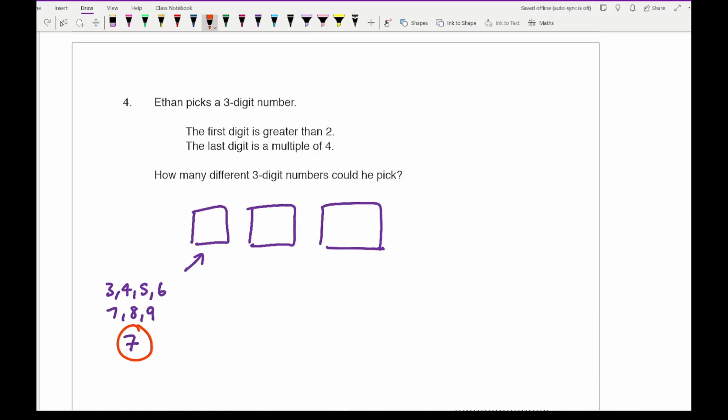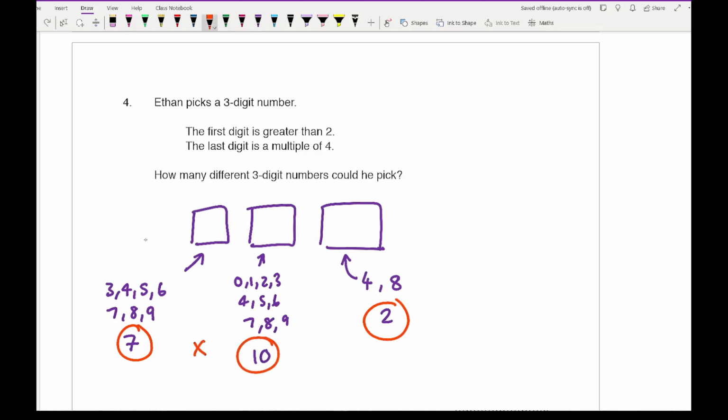Then it says the last digit is a multiple of 4. So which numbers are a multiple of 4 that are single digit? Well, that's going to be 4 and 8. So there are 2 options there. And we're not exactly bothered about the third digit. So that's either going to be 0, 1, 2, 3, 4, 5, 6, 7, 8, 9. And so there are 10 different options there. Now again, you don't need to list them out, but all I then need to do is multiply these circled numbers together. So it's 7 times 10 times 2, which gives me 140.